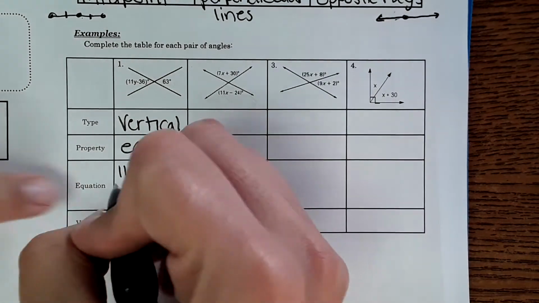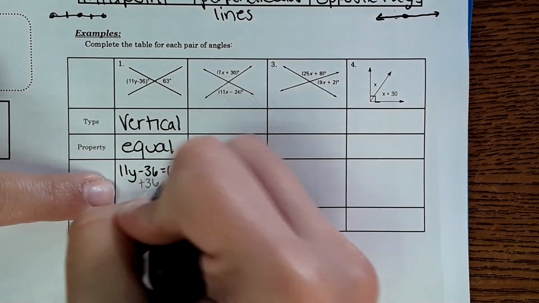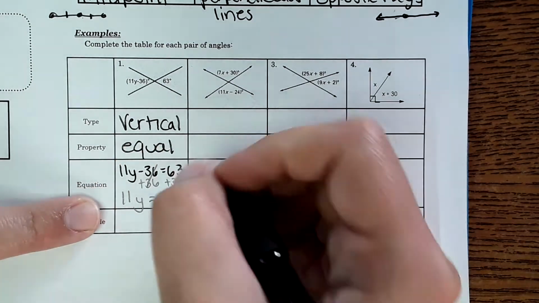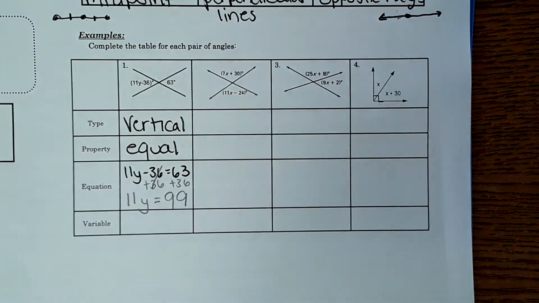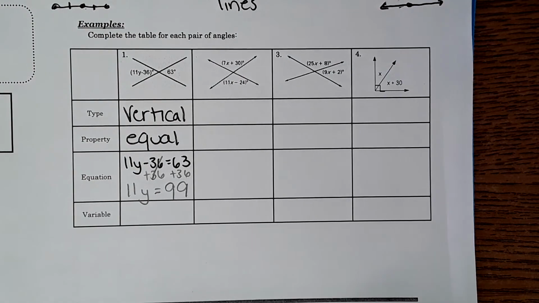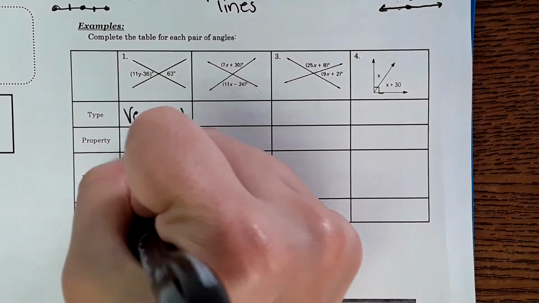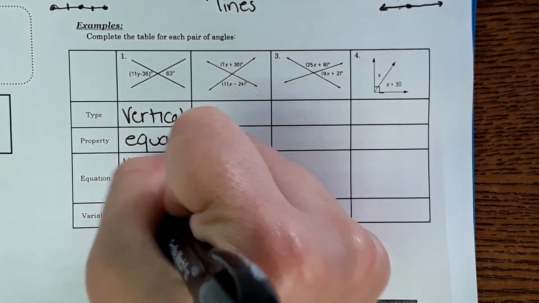Okay, and then to solve this equation, add 36 to both sides. 11y equals 99. And then y equals 9.